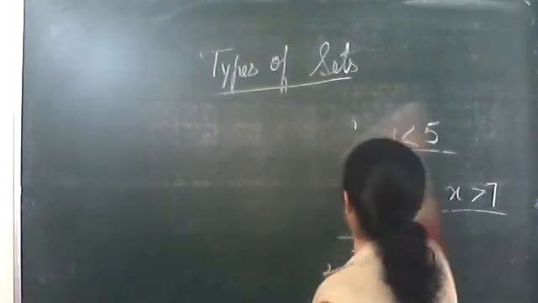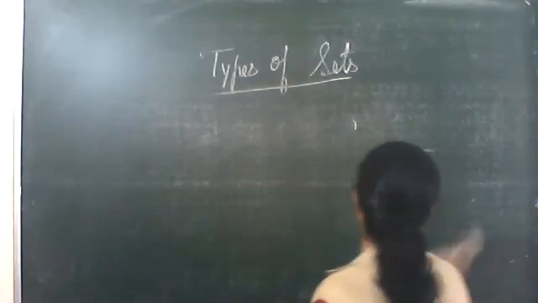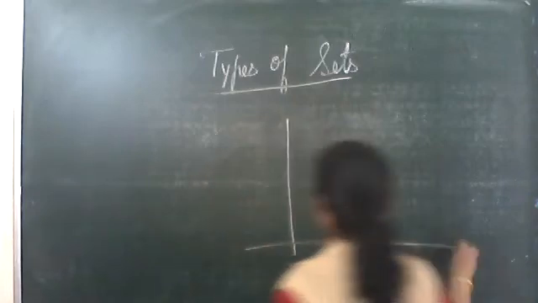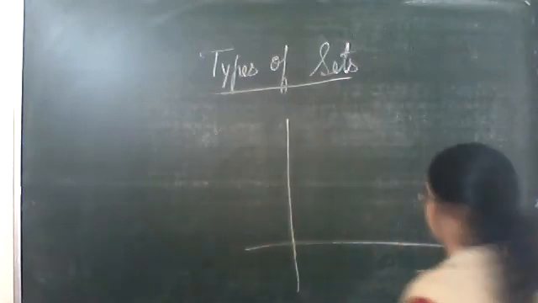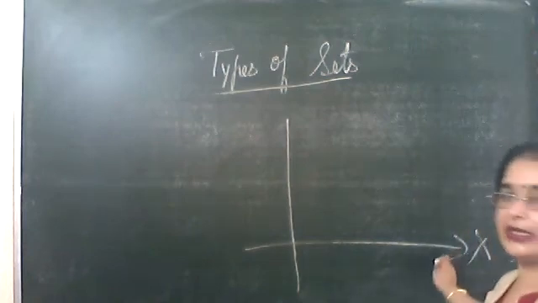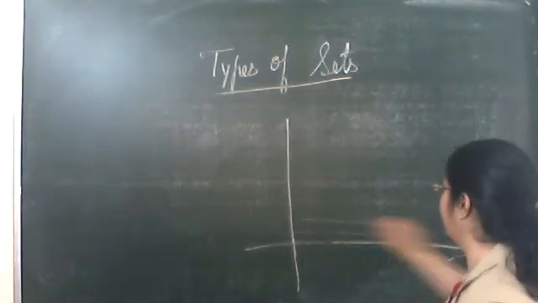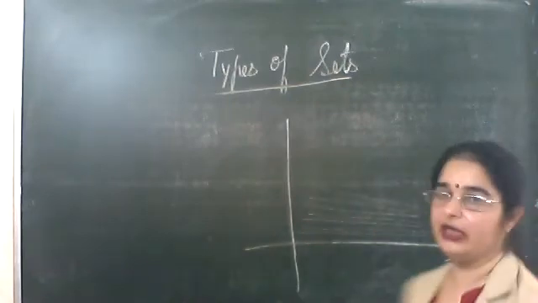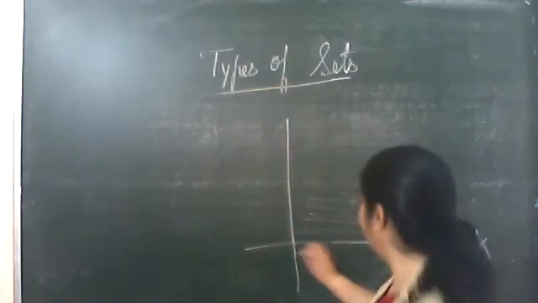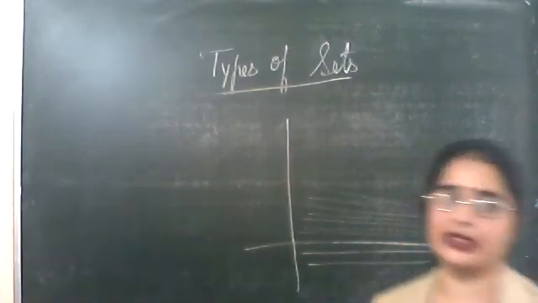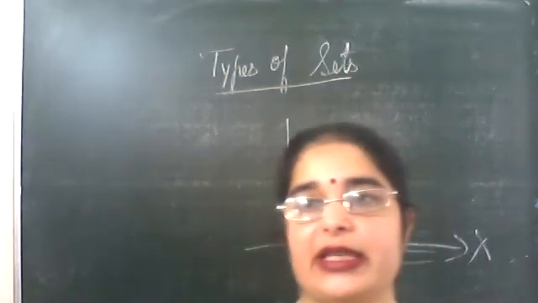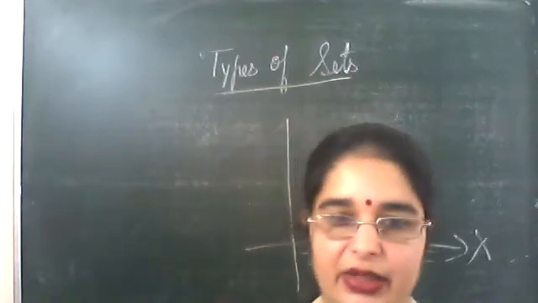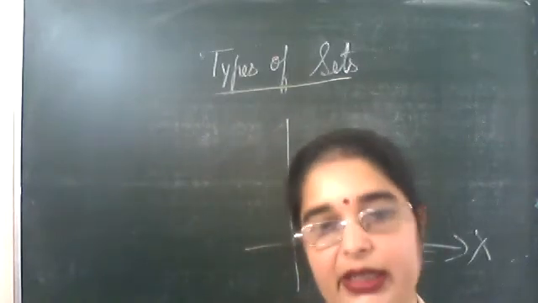You all know about the x-axis and y-axis. You have seen the Cartesian plane. This is your x-axis. Is it visible? The lines parallel to the x-axis: this is also parallel, this is also parallel, and this is also in between. We can draw so many lines parallel to the x-axis. So how many lines can you draw parallel to the x-axis? We can draw infinite lines parallel to the x-axis. Is it clear? So it is an infinite set.